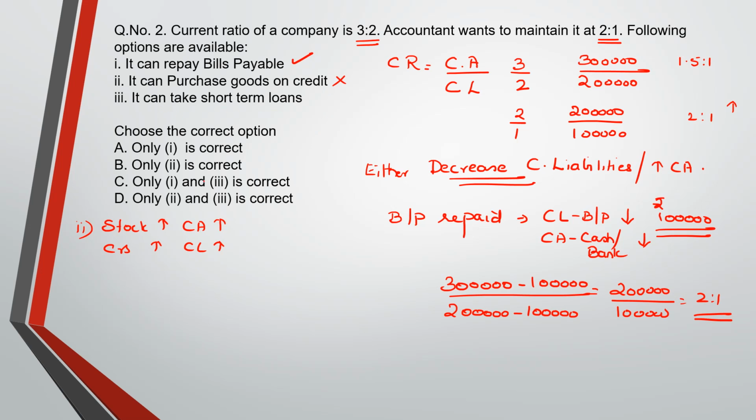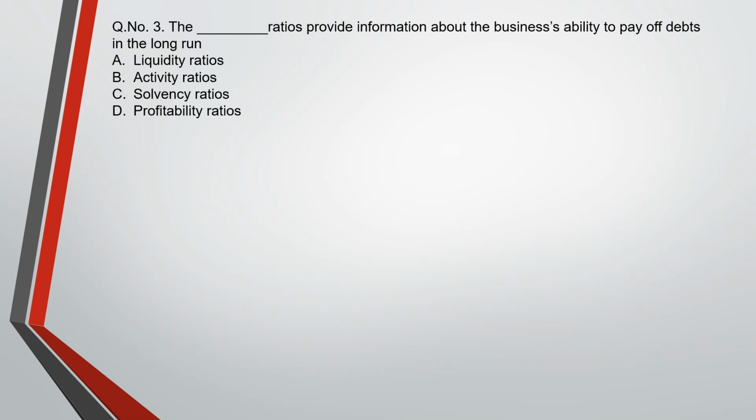Third, it can take short-term loans. Again, with the short-term loans, the cash and cash equivalents would increase, therefore current asset is going to increase. But your short-term loan increasing would increase your current liability. Again, here current liability is increasing. We want a decrease in current liability, which is not happening here. And therefore, that is also not an option. Therefore, we find that it is only by repaying the bills payable that it is possible, and therefore answer A is the right option for you here. Hope that is clear. Now moving on, we go to the next question.